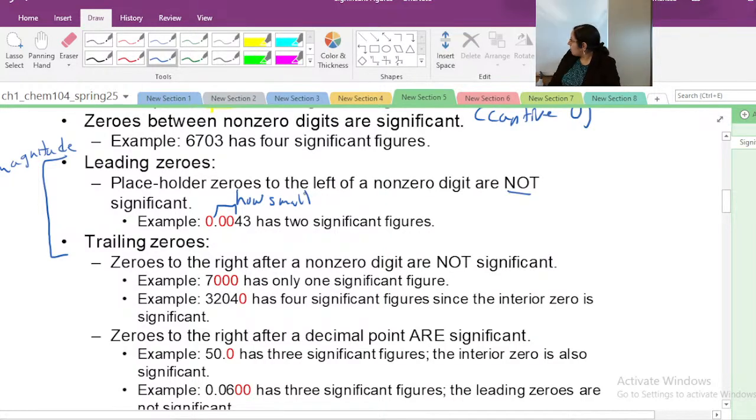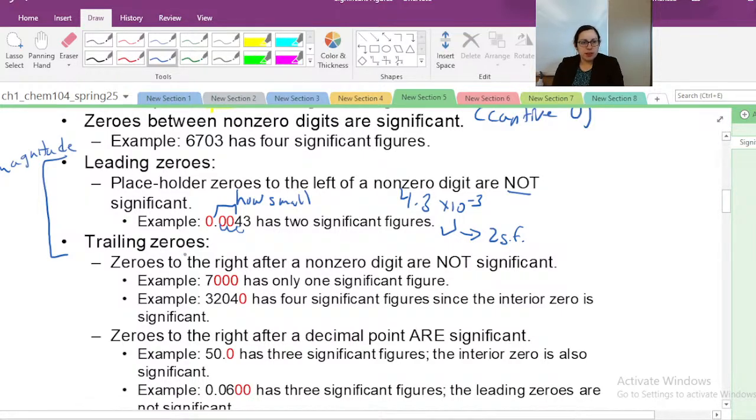And so the other way to think about it is if we can just rewrite it, and it doesn't matter, right? So we can rewrite it in scientific notation, so 4.3 times 10 to the negative 3. And so now we're really showing that all that was doing was telling us how small. And once we rewrite it in scientific notation, we can clearly see 2 sig figs. Does that make sense?